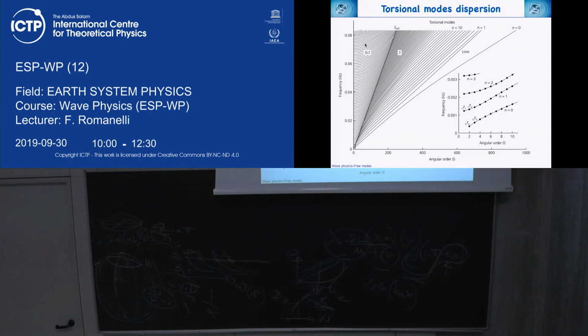Remember, in flat geometry, X and Y are infinite. Spectrum is not complete. Here we have it.